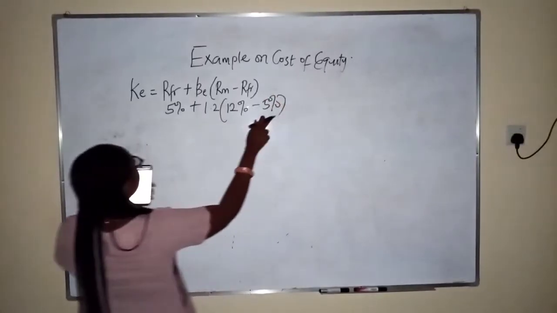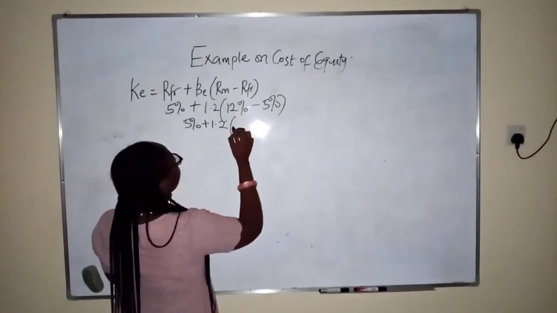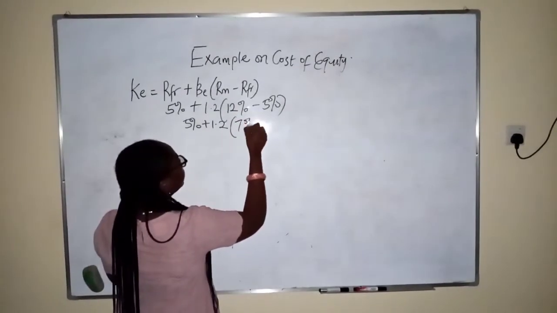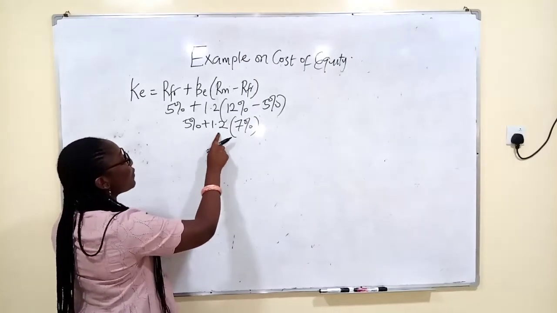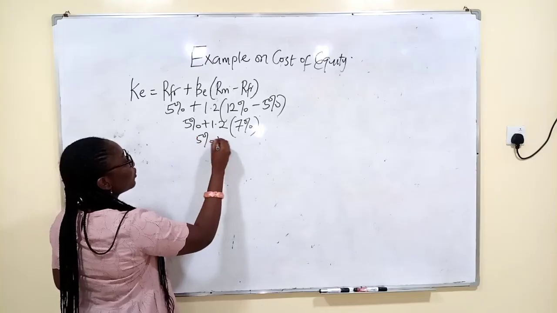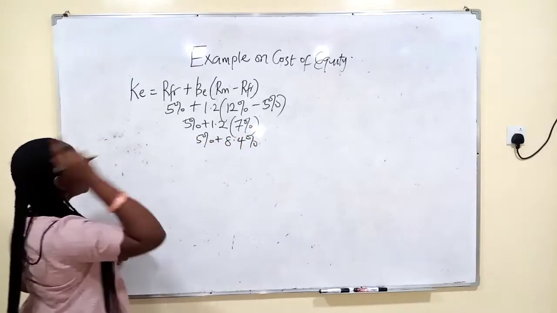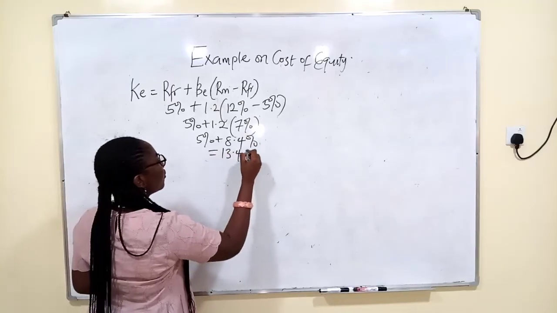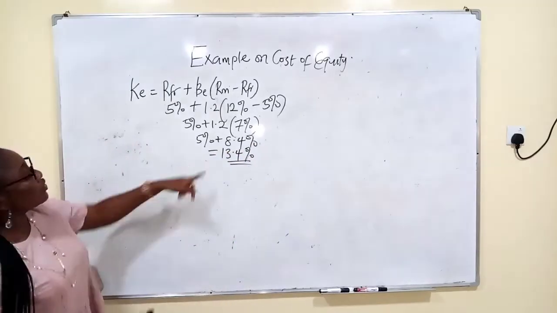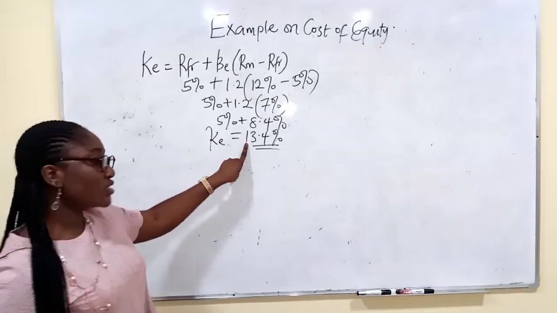Risky investment is 12% minus 5%, which is the risk-free rate. So when you do this, you have 5% plus 1.2 into 12% minus 5%, that will give you 7%. 5% plus this, this time this will give us 8.4%, because 12 times 7 is 84. Then here you have 13.4%, okay? So the cost of equity, which is the minimum required rate of return, has to be 13.4%.